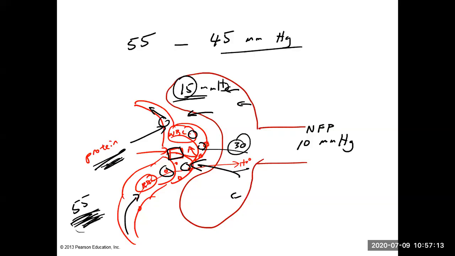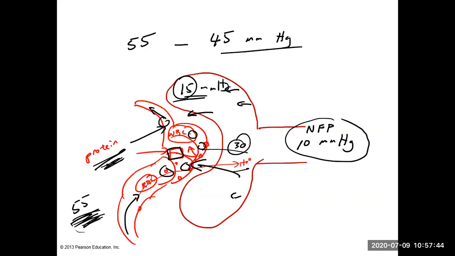So that's how you calculate the net filtration pressure. You add up the two opposing forces, and then you subtract that from the major force, hydrostatic or blood pressure. In this case, in the glomerulus, that gives us a total net filtration pressure of 10 millimeters Hg, which is normal. It's not too high and it's not too low. This is what you need to maintain.